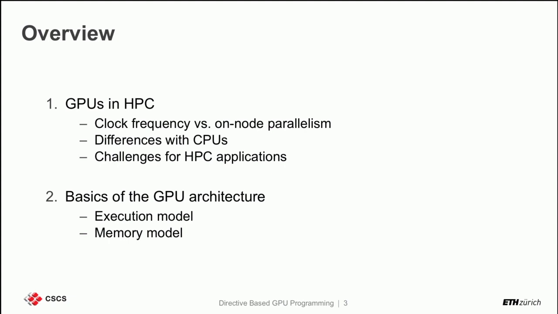So this is the overview of this session presentation. I'm going to give you a background on why the architectures have moved to GPUs. What are their differences with CPUs, and what are the challenges for the HPC applications that want to scale to these new kinds of architectures. And then I'm going to present briefly how a GPU looks like, how the execution model is, and its memory model, which are somehow different from what we already know from the CPUs.